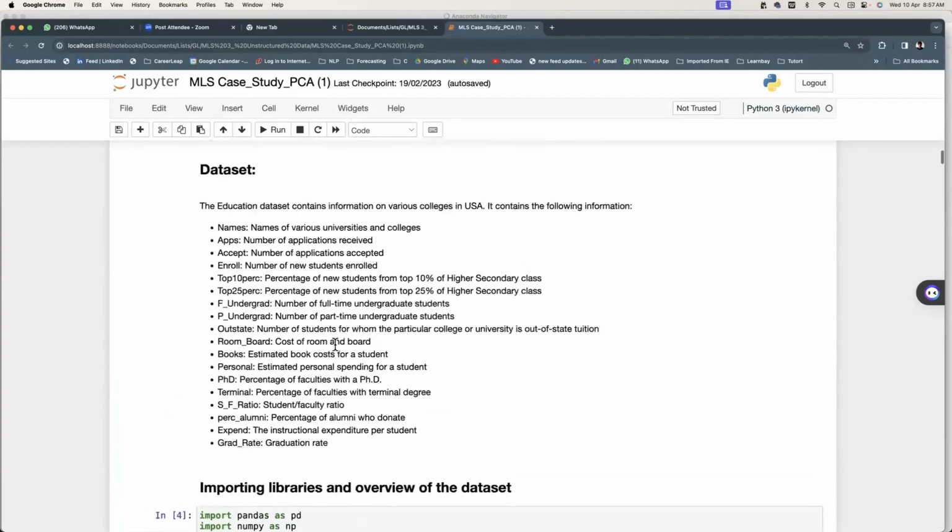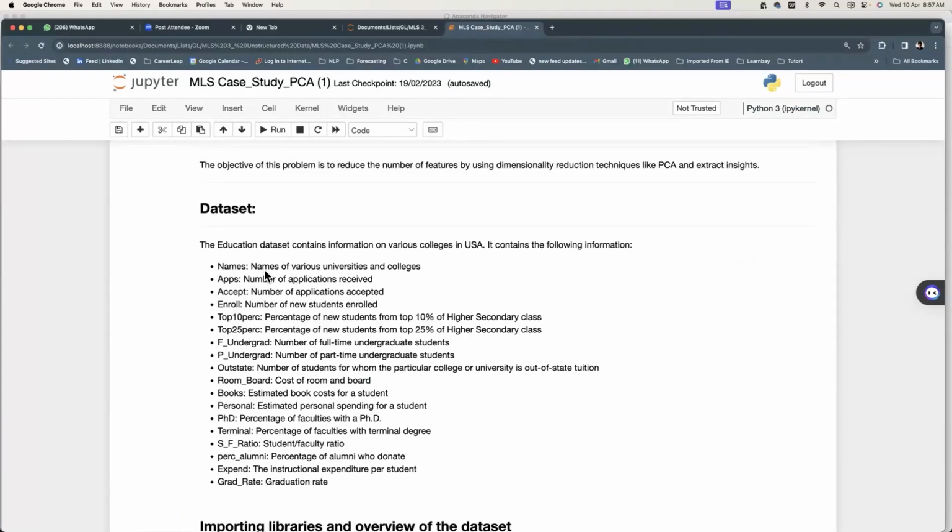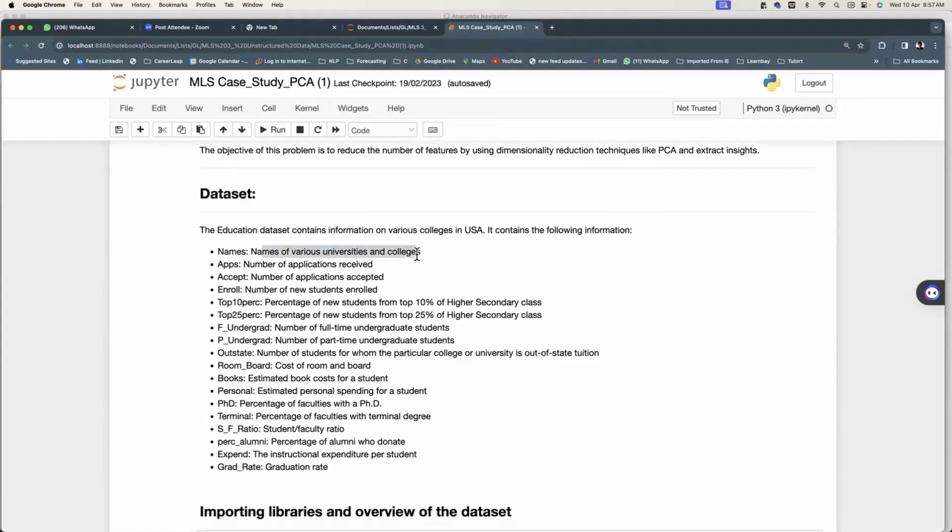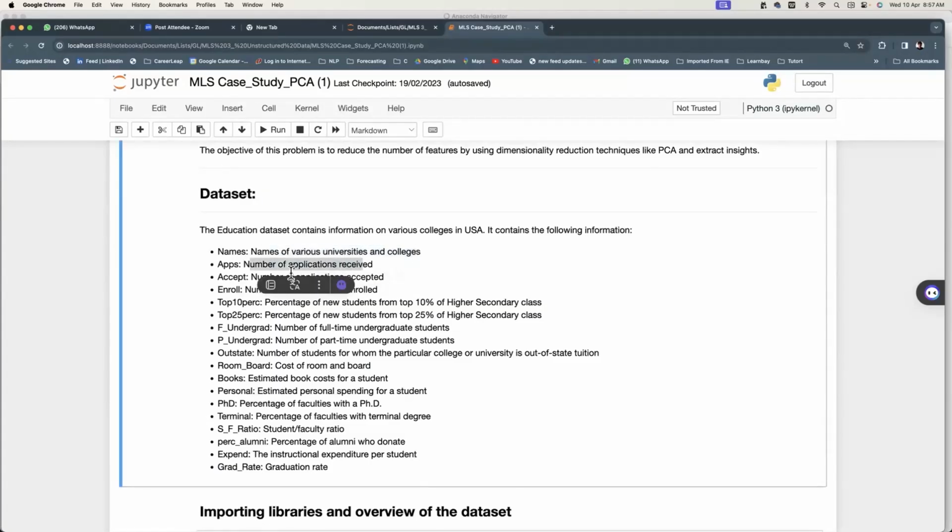Okay, and you can see the details about these particular fields here. Name refers to the name of the university or college. Applications received. Number of applications accepted, number of students enrolled, percentage of students from the top 10% of the higher secondary class. Out of all the students, how many students have a top 10 percentage score in the higher secondary class? Similarly, this one represents the top 25% score.